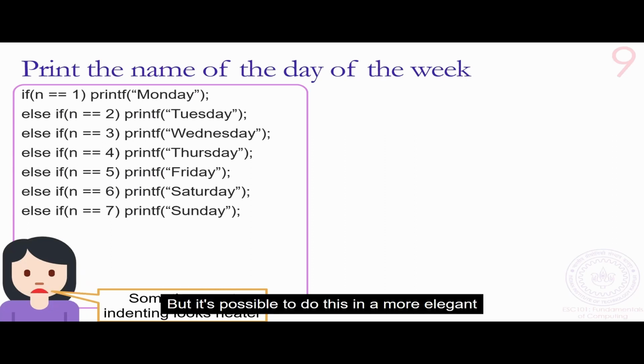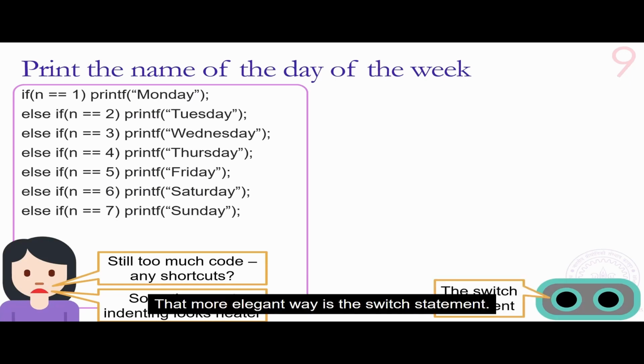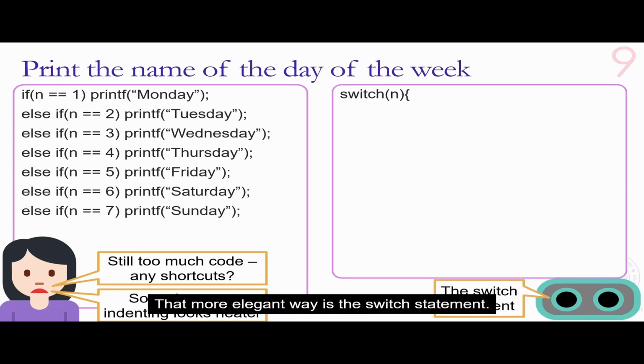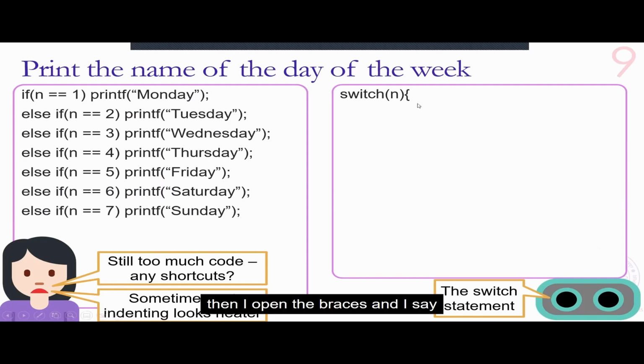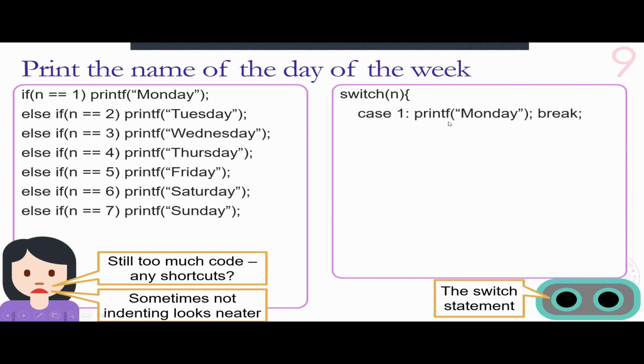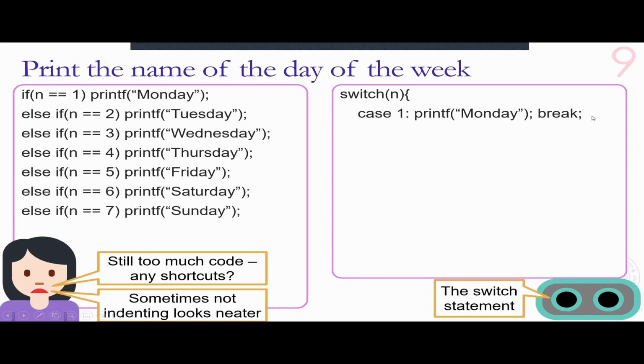But it's possible to do this in a more elegant way. That more elegant way is the switch statement. What does the switch statement look like? Well, for this exact same program, what I can do is write this statement, switch n, then I open the braces and I say case 1. What happens when it's case 1? I print Monday and then I have this statement called break.